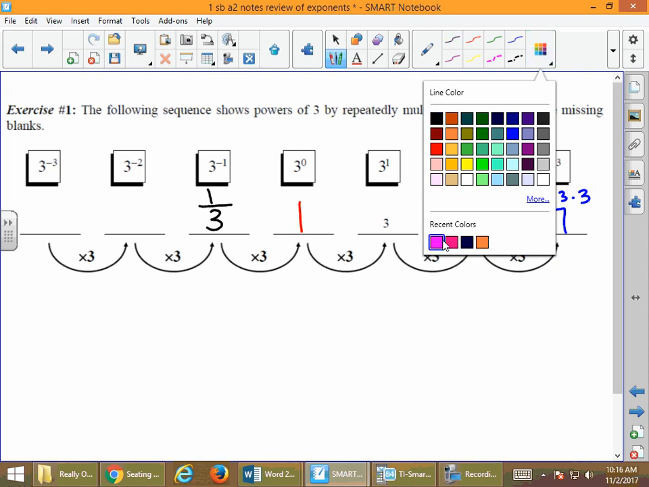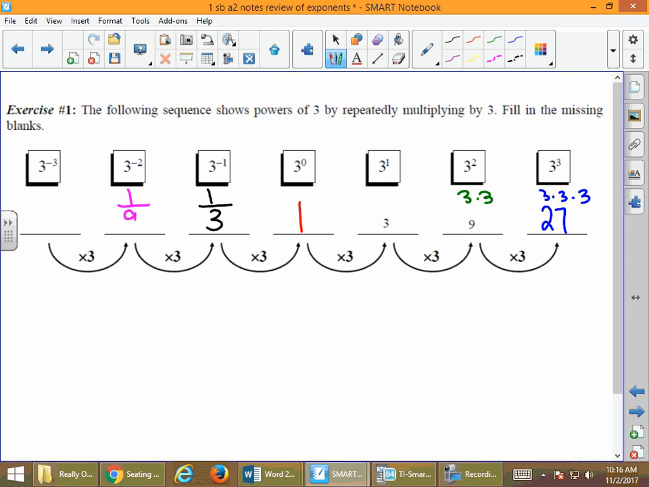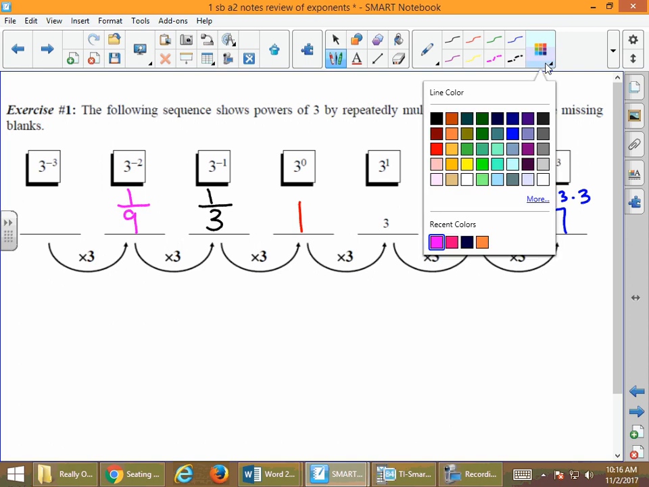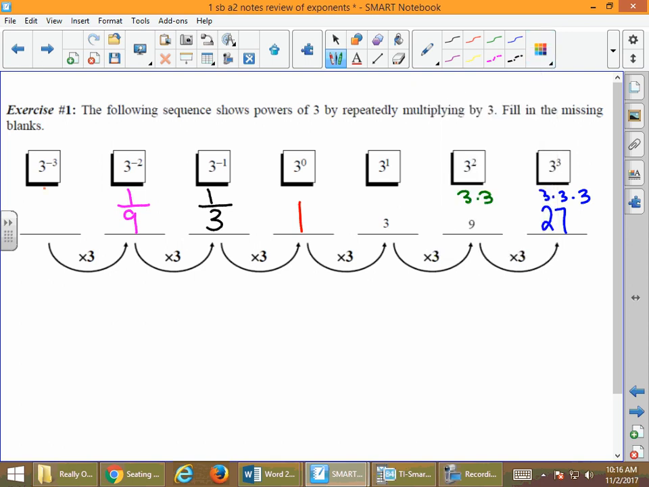3 to the negative second is 1/9. It's 1/3 divided by 3. And then 3 to the negative 3 is 1/9 divided by 3, which is 1/27.